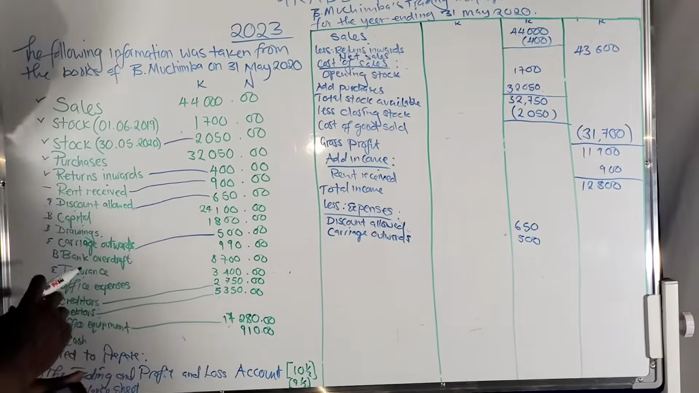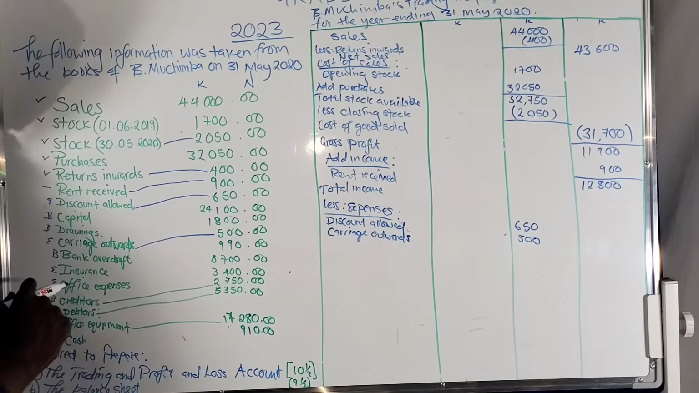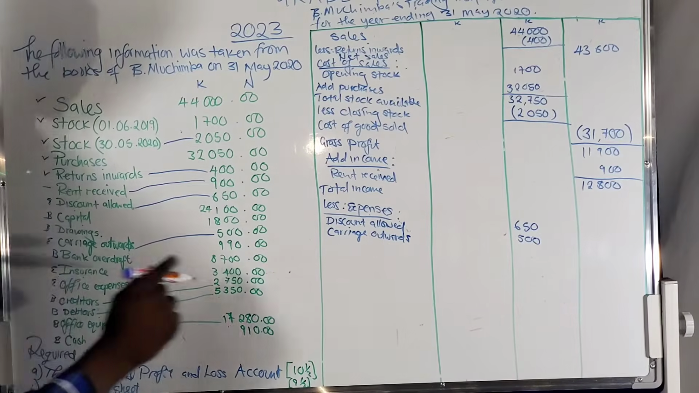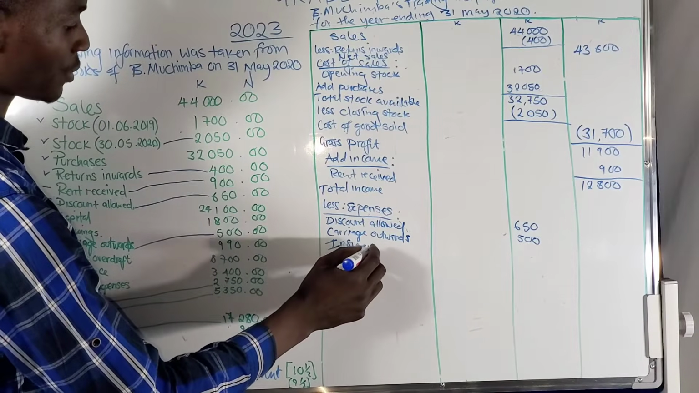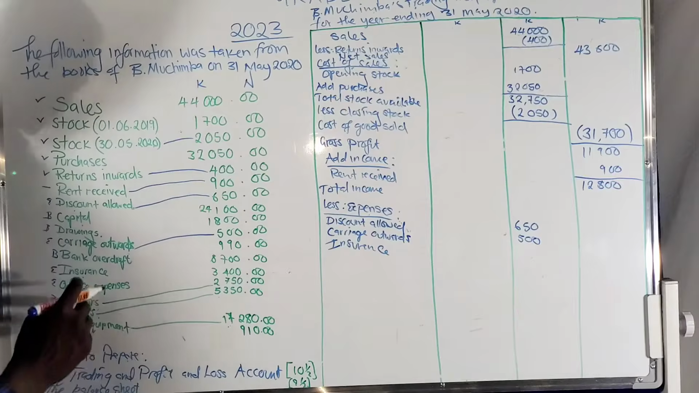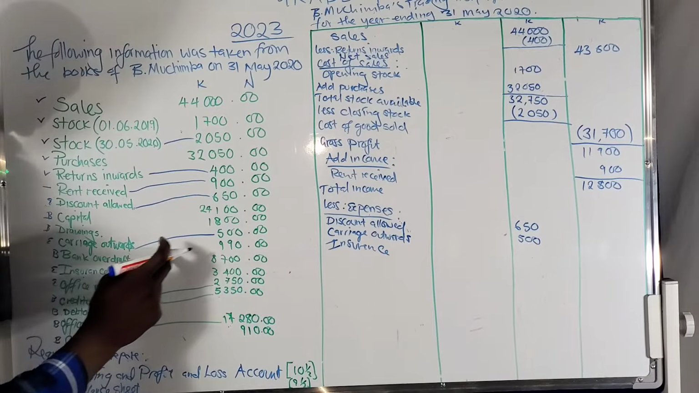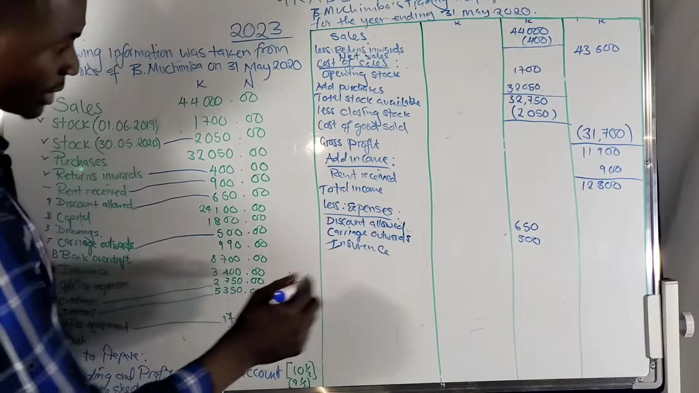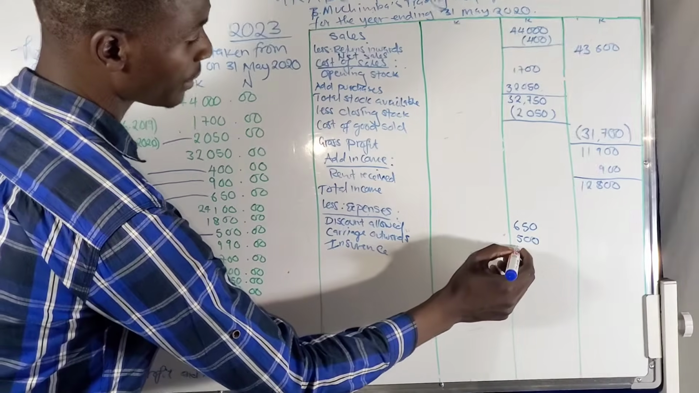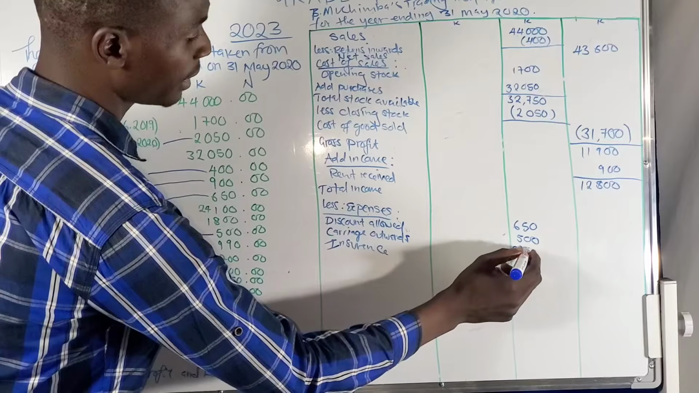500. Then another expense we have is insurance. And insurance, according to this, is 8,700.